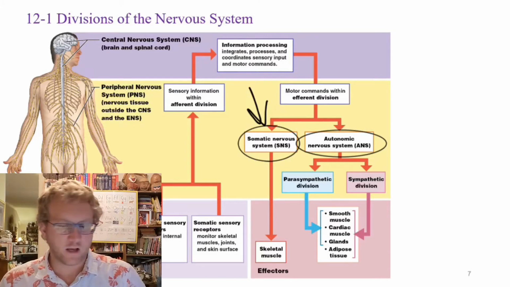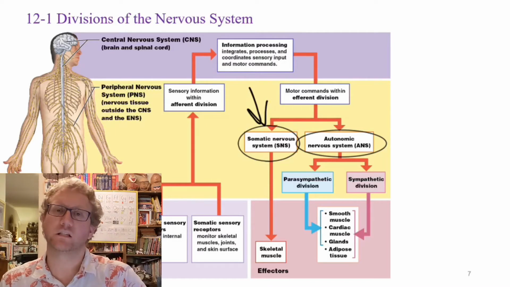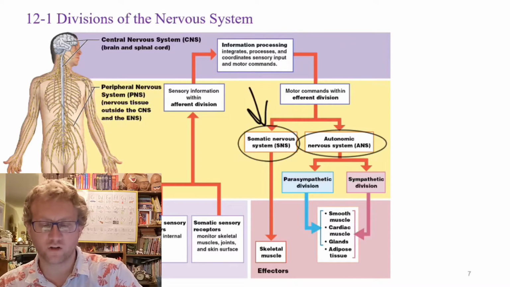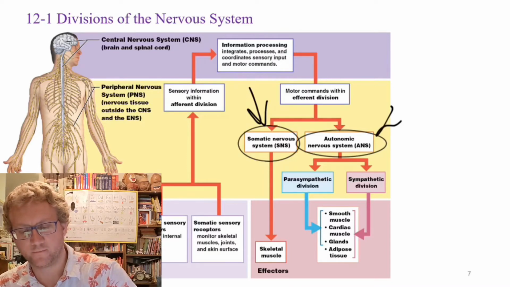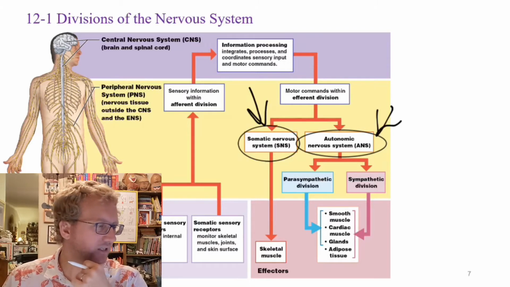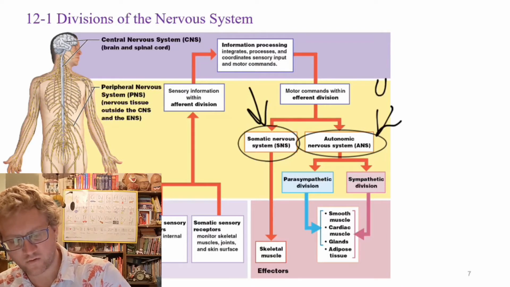Versus a voluntary response, you see the ball coming towards you, so you raise your hands up to catch it. Then we have the autonomic nervous system, and these are all the unconscious actions. Smooth muscle contraction, breathing, cardiac muscle contractions, stuff like that. So these are all the things that you don't control.